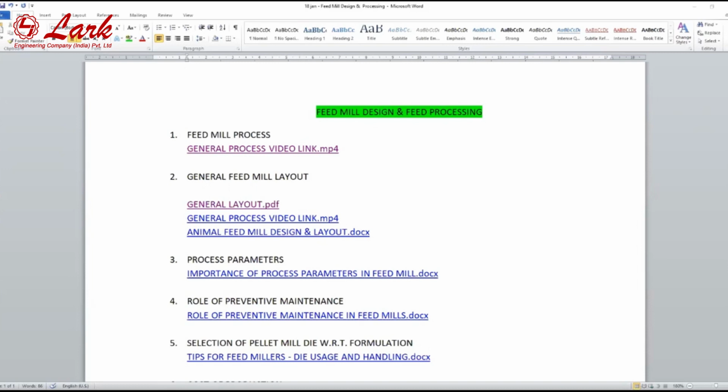And always we put the chain conveyor in an inclined format, so that in the coming future we can have good connectivity with the other chains by overlapping one chain with the other. So that is the key checkpoints required in the feed mill design.